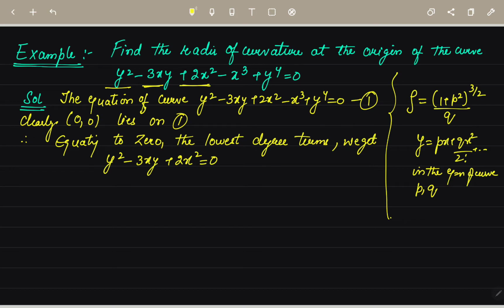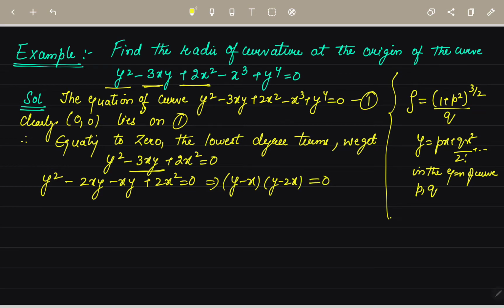Now I have to find the linear factors so that I will get the tangents. For this, I will break the minus 3xy. So I am writing again y square minus 2xy minus xy plus 2x square is equal to 0. From here I get the factors, that is y minus x and y minus 2x are the factors of this quadratic equation. So this implies y is equal to x and y is equal to 2x. Okay, so these are the two tangents.